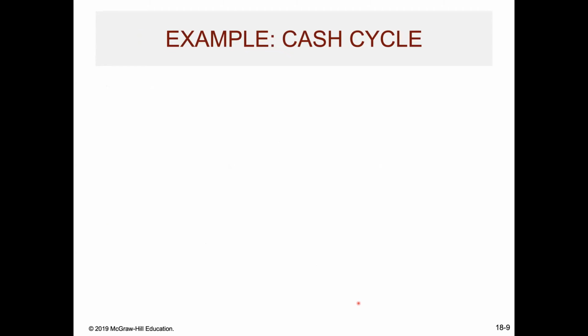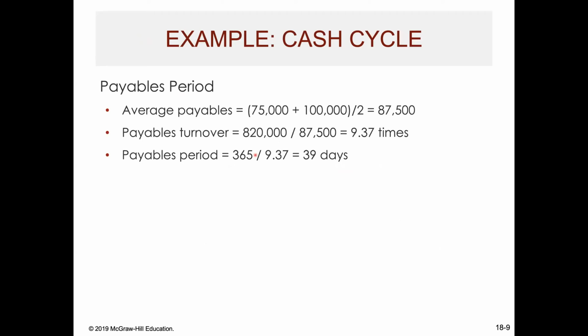So what about our cash conversion cycle? What we've got to do now is calculate the payables period, which we will then subtract from our operating cycle. So average payables, 87,500. Our payables turnover, we take cost of goods sold divided by average payables, gives us 9.37 times. To get the payables period, we take 365 days divided by the payables turnover, and we get 39 days.